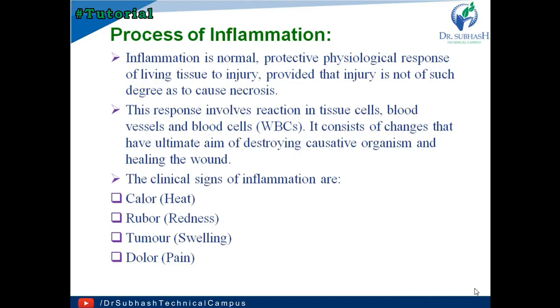There are 4 main clinical signs of inflammation: calor, rubor, tumor and dolor. Calor means heat. We say calorie as the unit of heat, right? So calor means heat, rubor means redness, tumor means swelling and dolor means pain. These are the 4 main clinical signs of inflammation.